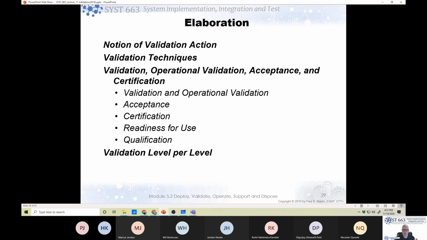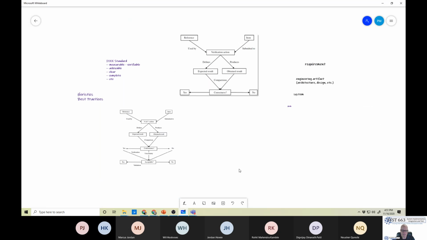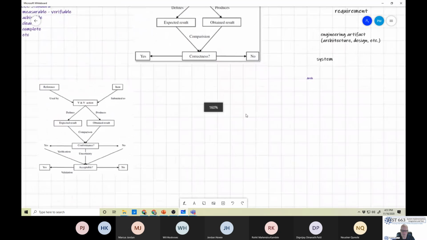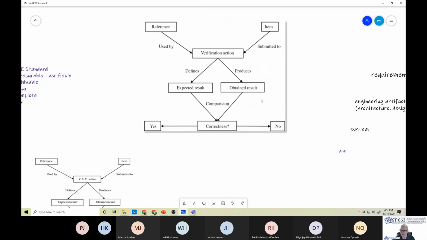So one thing I want to do is go into this idea of a notion of a validation action. And we covered this the last time. So let me just pull this up real quick and get a little closer for you. This is actually verification, but I'm going to show you how we tack on validation on top of this. So if you were to do a requirement up here as something you wanted to validate, you first need to verify it and make sure that it meets what kind of requirement.